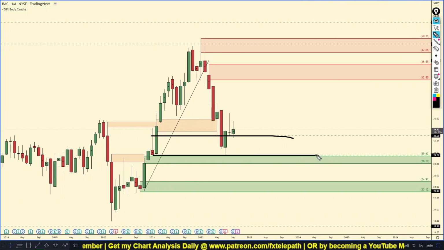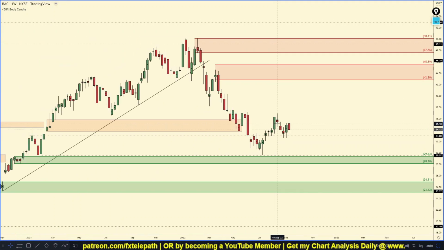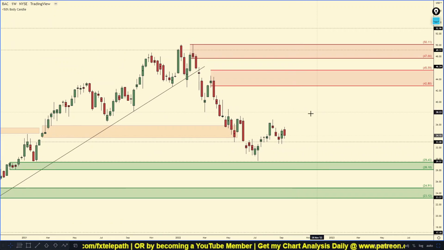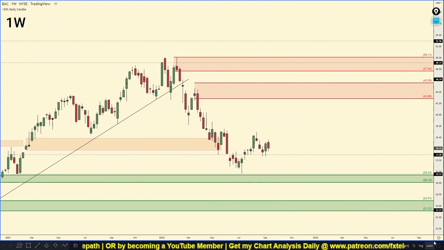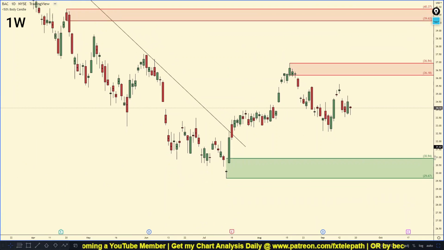We are reacting off of a very, very high quality monthly demand zone, in my opinion. So with that being said, I think it's longs all the way, but that doesn't mean we're just going to hop in long. We actually need a significant confirmation, and we're not really going to get it here on the weekly chart, and that's fine. So what we need is the daily confirmation, and we had it.